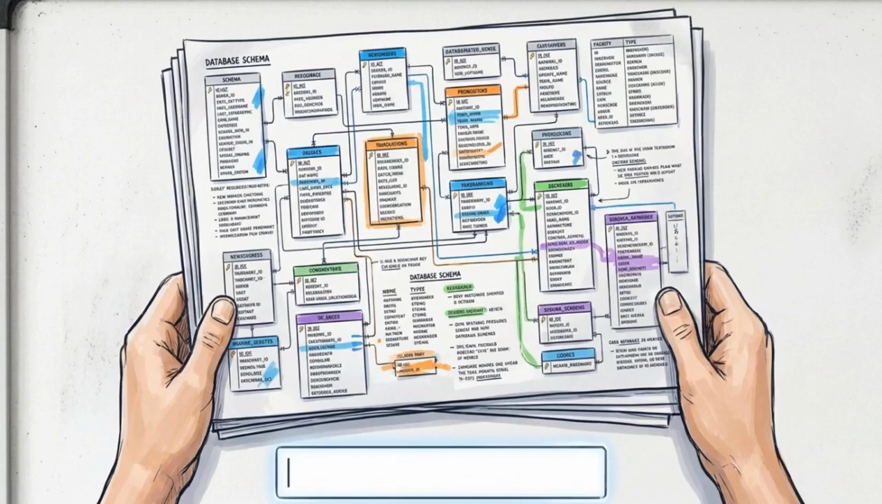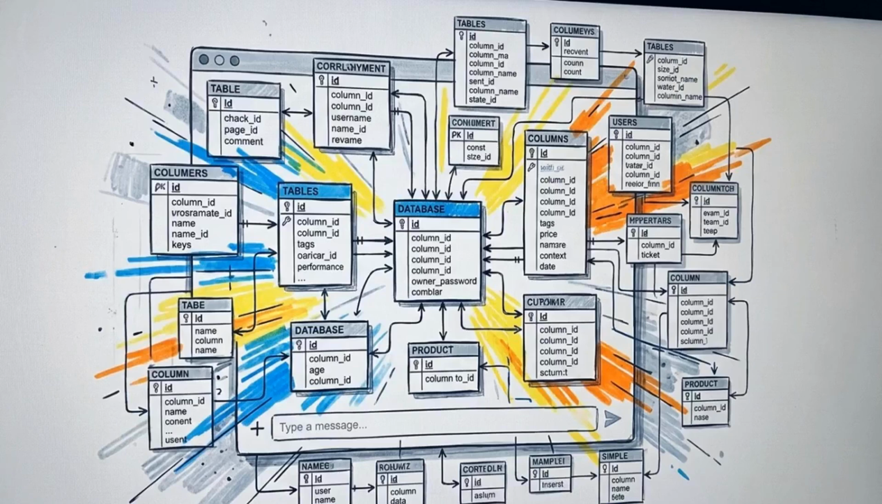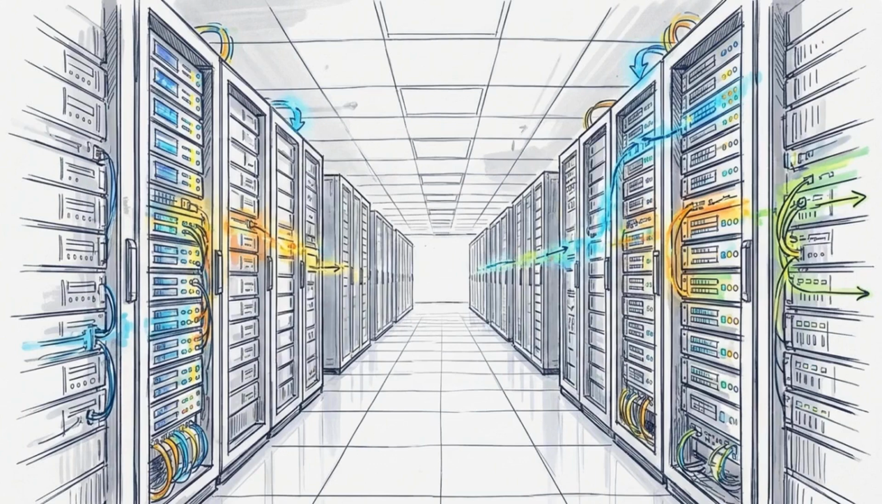The first rung is plain prompting. You take your entire database schema definition and drop it straight into the AI's prompt window. It requires no extra infrastructure. You write the prompt and you get immediate data generation. But this approach has a strict breaking point.